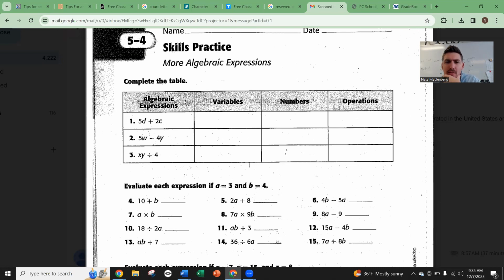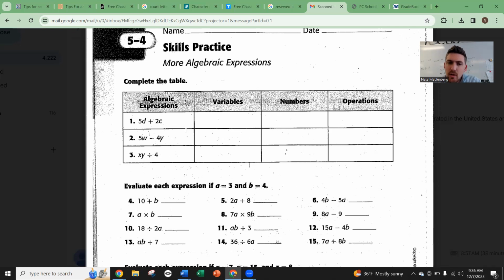So where it says variables, think of these as letters. Throughout these problems here, 5D plus 2C, the variables are D and C. For numbers, there's the number 5 and the number 2, so you're going to put a 5, comma, 2. Operations is like add, subtract, multiply, or divide. Here we're doing plus in the middle, and you're also multiplying 5 times D and 2 times C. So you'd say multiply, or just do an X and then an addition sign.